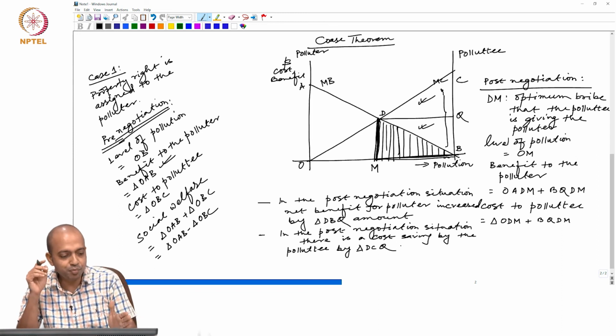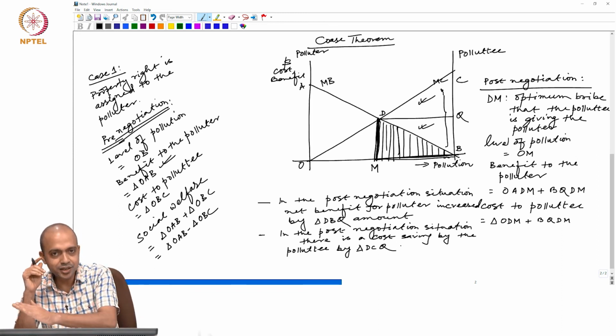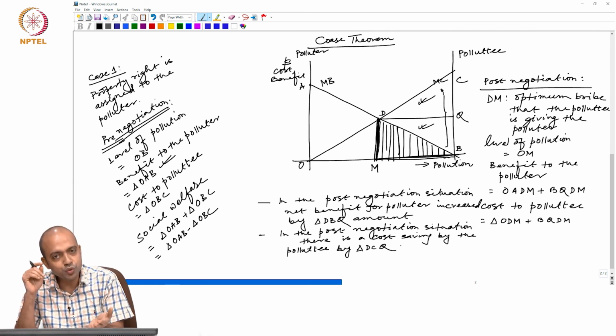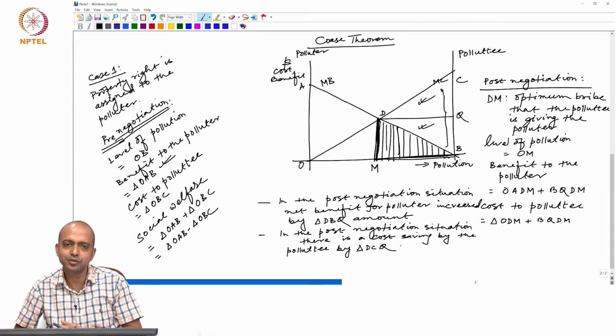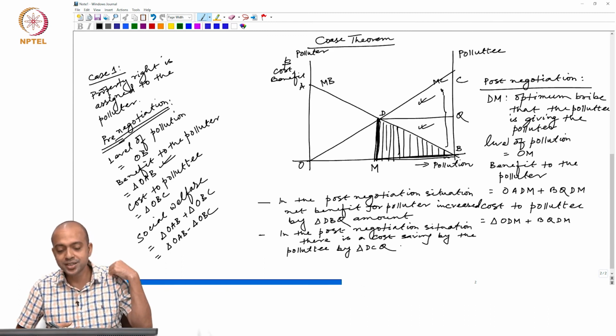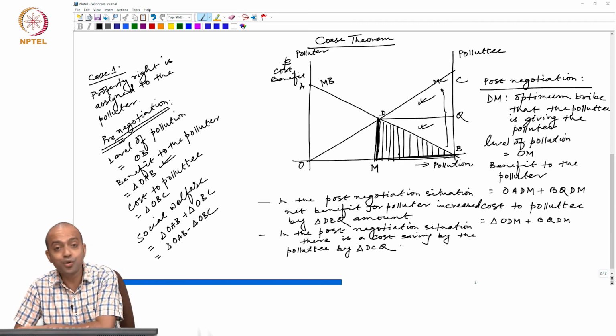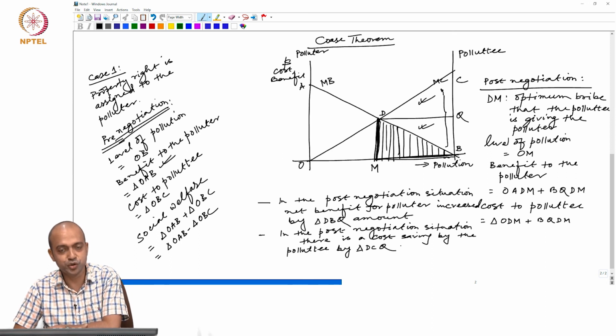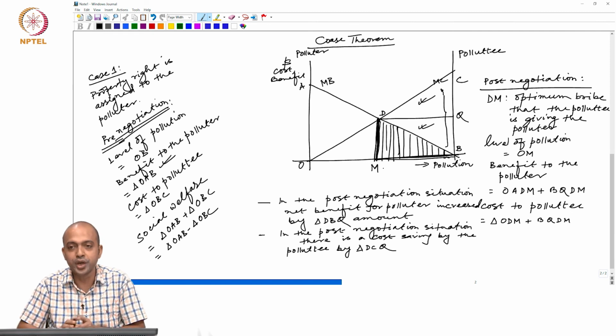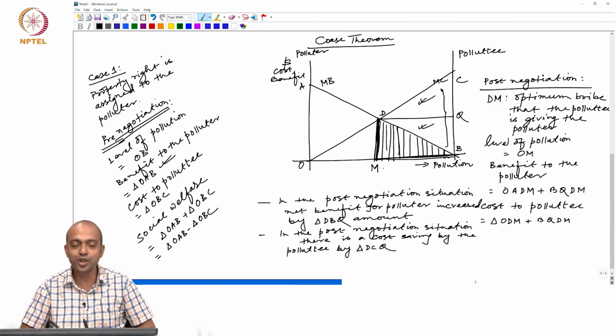So, compared to the pre-negotiation situation, in the post-negotiation situation both the polluter and the pollutee are better off. If that is the case, we can say that the pre-negotiation situation was not efficient, because in the post-negotiation situation there is a net gain for both the polluter and the pollutee, so the post-negotiation situation is more efficient compared to the pre-negotiation situation. And what is the efficient level of solution? Which is OM. So, that means OB amount was not the efficient level of solution.